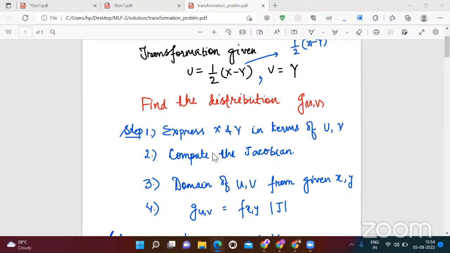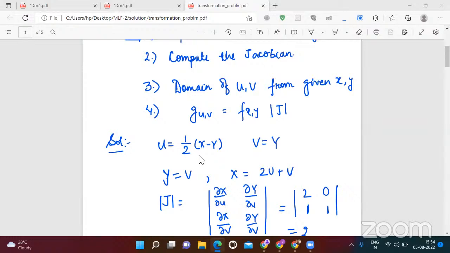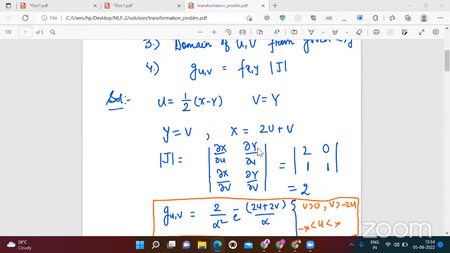Then you need to calculate the Jacobian. You had u equals 1/2 (x minus y), and v equals y. This was the transformation given here. So you can write y equals v, and x you can write similarly. Then you can calculate the Jacobian. This is the formula for the Jacobian, the same formula that we are using: dx upon du, dy upon du, dx upon dv, dy upon dv. You should be aware of that.